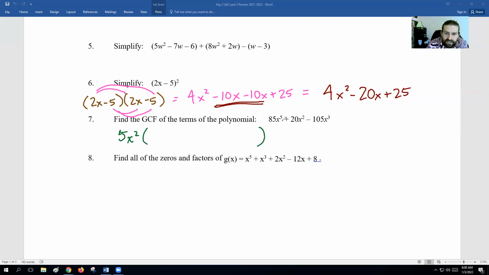So now what we're going to do is, for each one of these terms here, we're going to divide the number outside by 5 and drop it down 2 degrees, because we are taking out an x squared. All right, so 85 divided by 5.